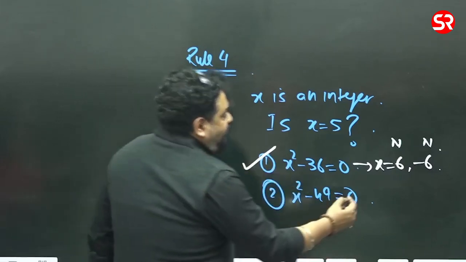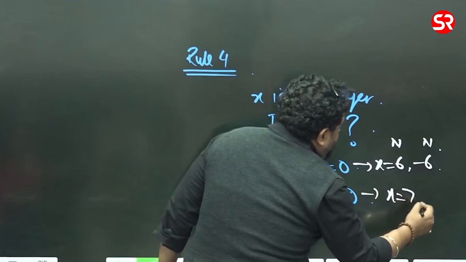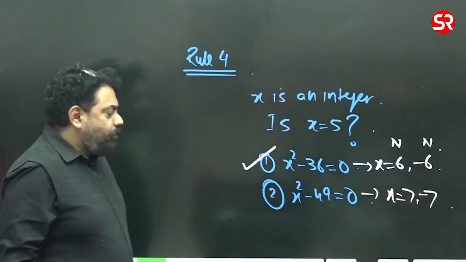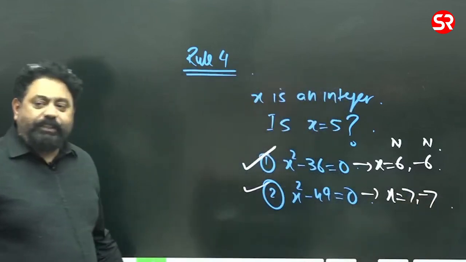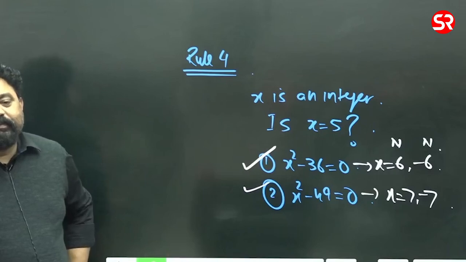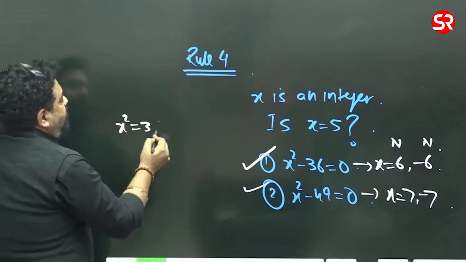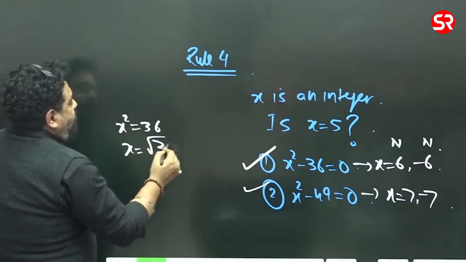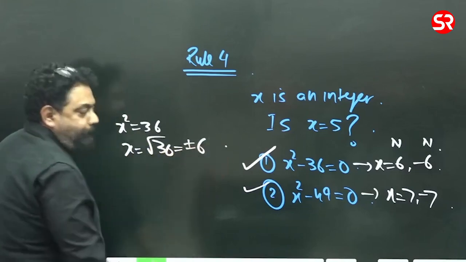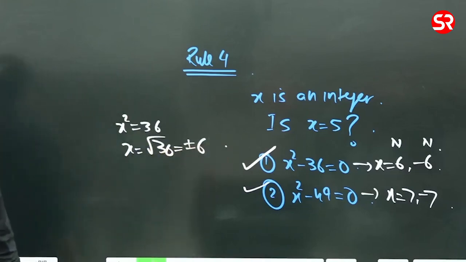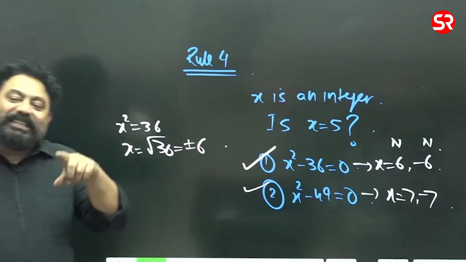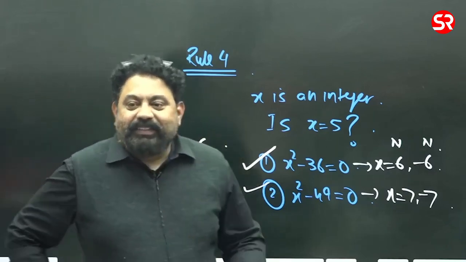Similarly, second is giving you x is equal to 7 or minus 7. No, x is not equal to 5. Second is also giving you answer. जब भी तुम इसको सॉल्व करते हो x square is equal to 36, x is equal to under root of 36 which is equal to plus minus 6. अब समझ में आया पीछे? Did you get it now?